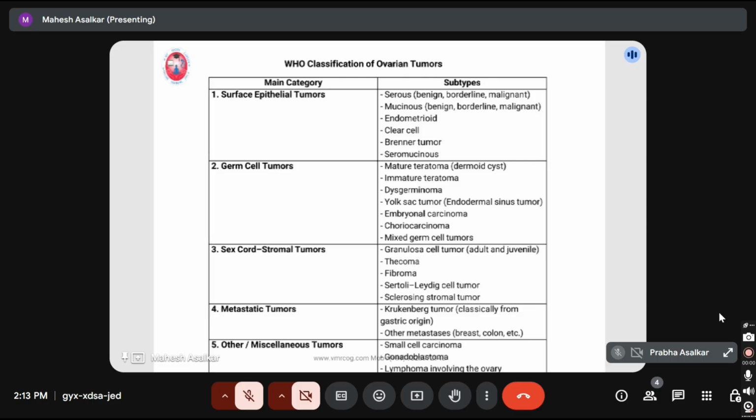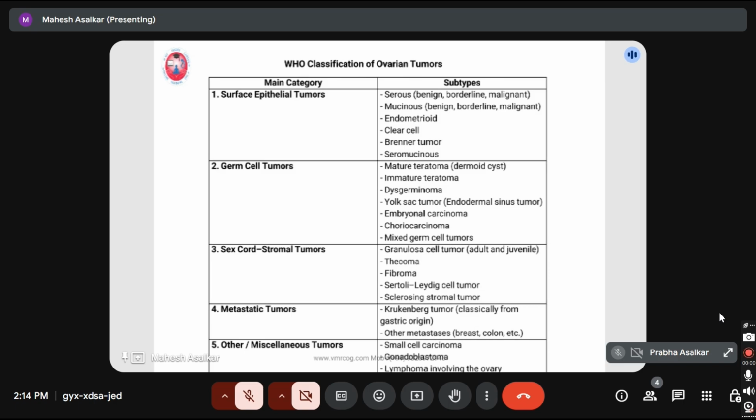In the surface epithelial tumors, we have serous tumor, mucinous tumor, then endometrioid, clear cell, Brenner, and seromucinous. So these are the subtypes in the surface epithelial tumors. In the germ cell tumors, we have mature teratoma, immature teratoma, dysgerminoma, yolk sac tumor, also called endodermal sinus tumor, then embryonal carcinoma, choriocarcinoma, and mixed germ cell tumors. So these are the germ cell tumors.